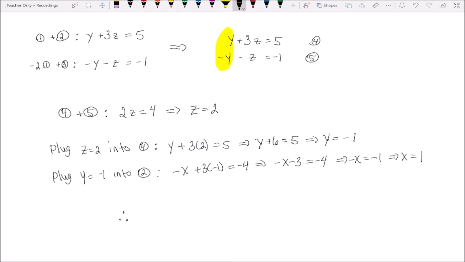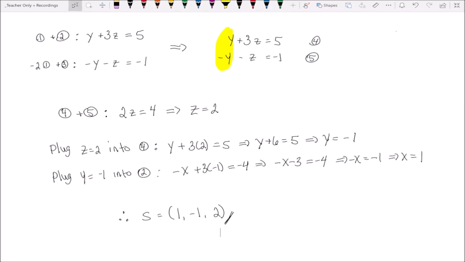Therefore, we have a single solution. Right? So our solution is x is 1, y is negative 1, z is 2. And it needs to be written as an ordered triple in this case. If you have a system in n unknowns, your solution needs to be represented as an n-tuple.